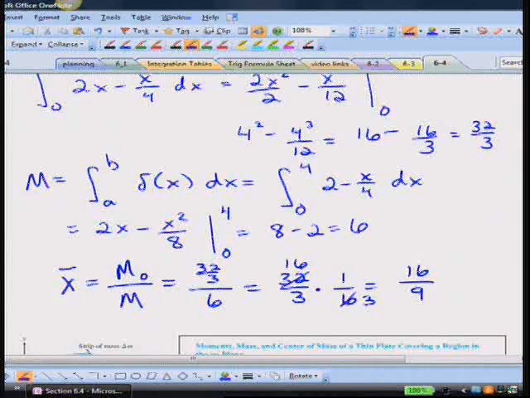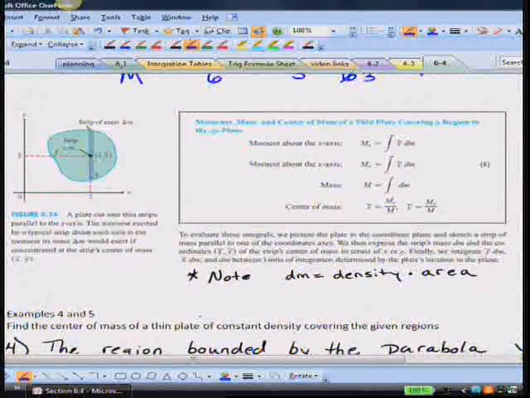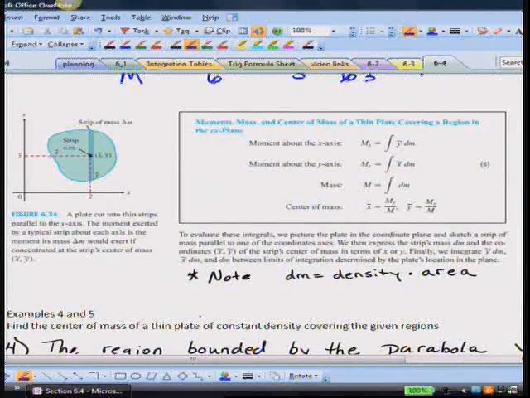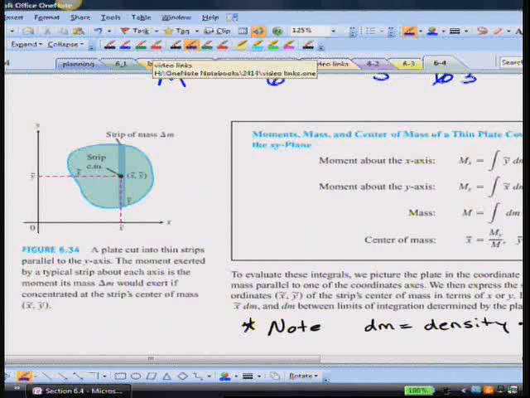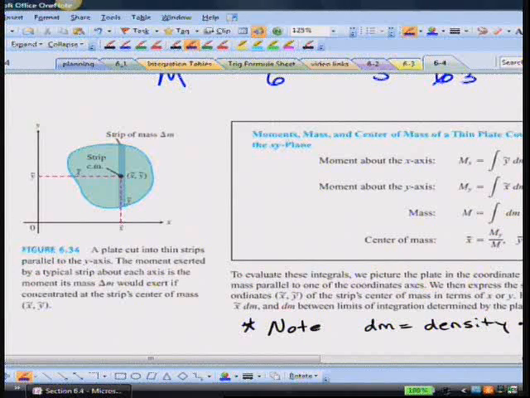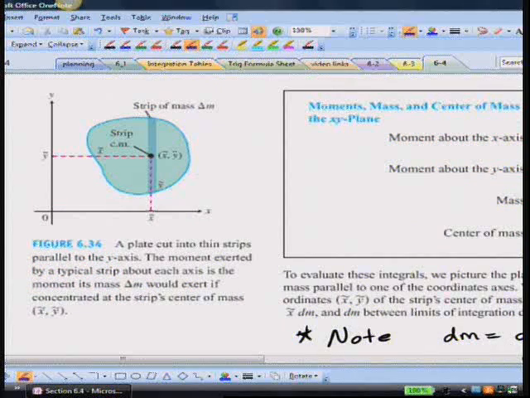But that's not reality, because most of the time you're in more than one dimension, right? So what do you do if you are in 2 dimensions? In 3 dimensions, you wait till Cal 3. But in 2 dimensions, we can kind of handle it. What we do is we just imagine this blue circle here as a plate, some sort of plate cut into thin strips. So we're going to just take one strip and treat it like the rod, and then we're going to sum them all up, right?